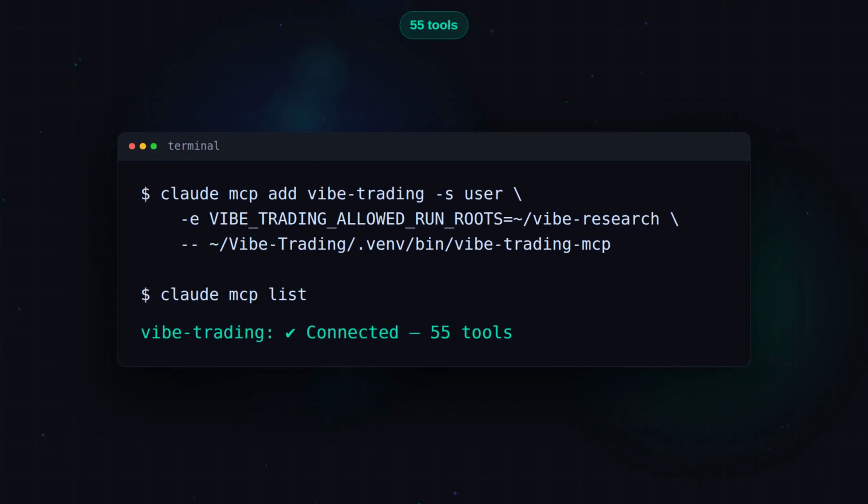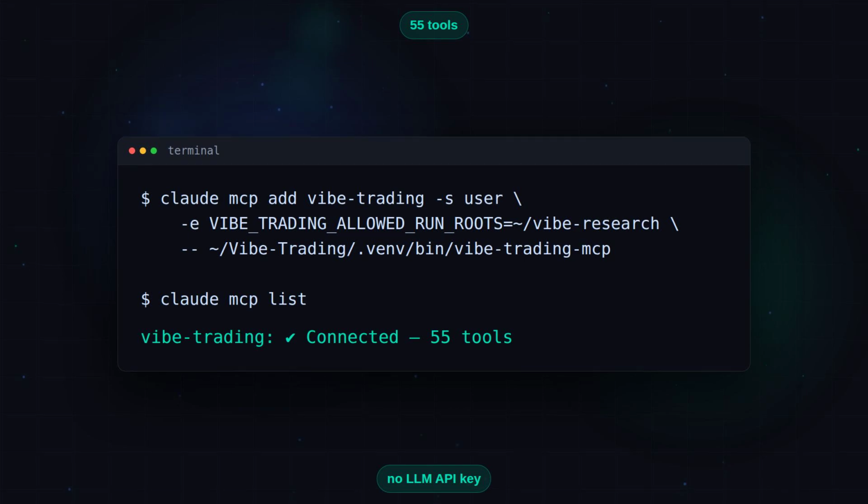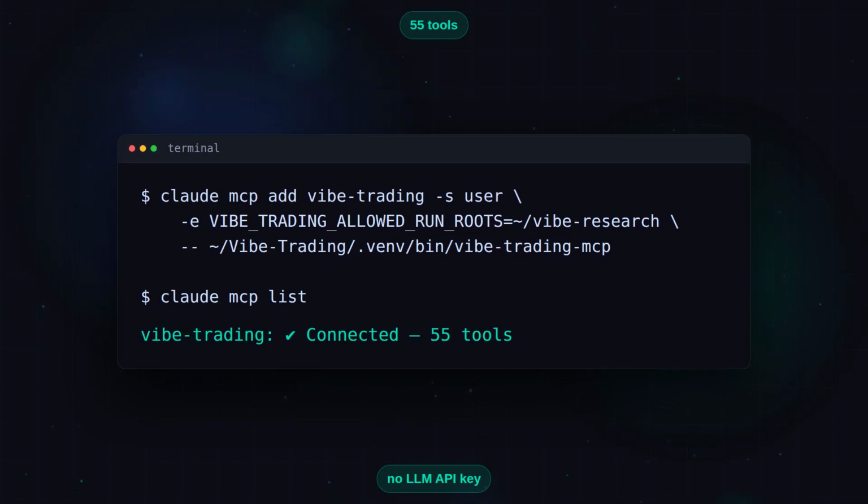And notice what I did not do. I never gave it an API key. Run on its own, the library wants a model configured in a hidden dot file. Driven this way, it does not need one. Claude Code is the brain, the library is the hands. So I just talked to it.